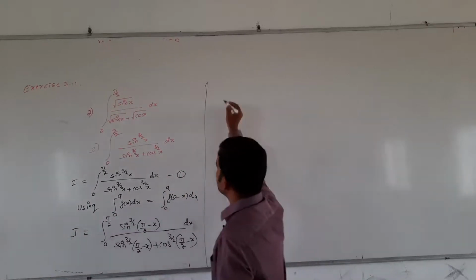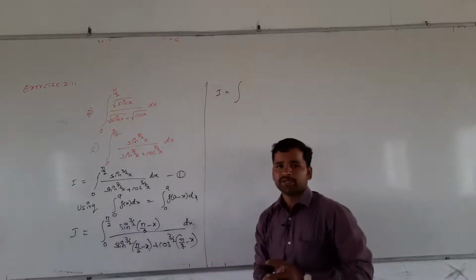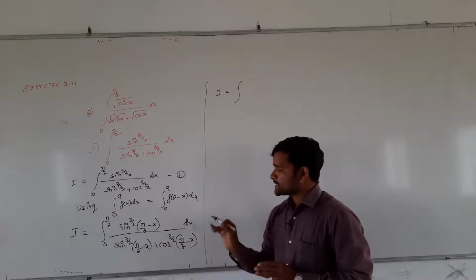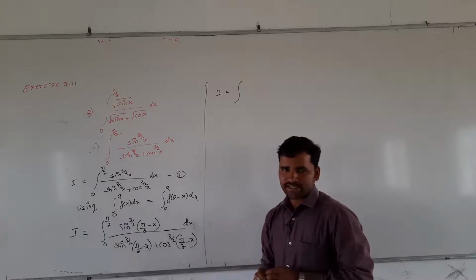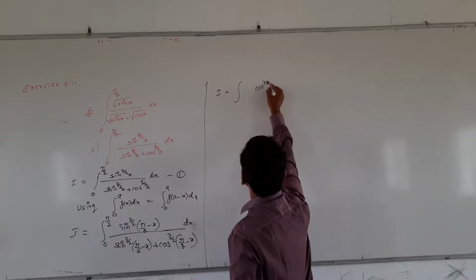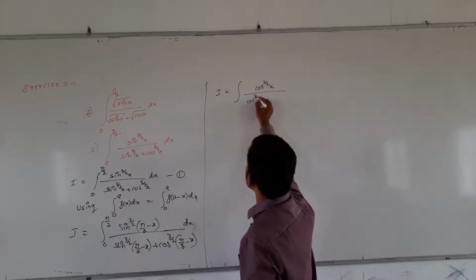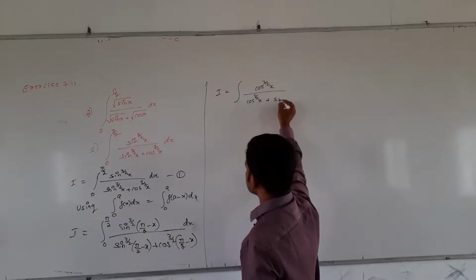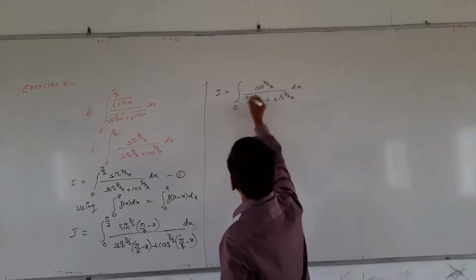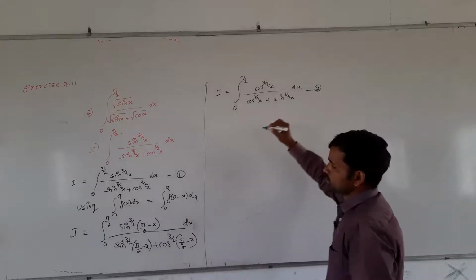We have I is equal to integration of sin raised to 3 by 2 of pi by 2 minus x. Power let it be whatever. Sin of pi by 2 minus x is cos x. So cos of the same power, whatever is there. This is cos raised to 3 by 2 x divided by the denominator also cos raised to 3 by 2 x plus sin raised to 3 by 2 x into dx, integrating from 0 to pi by 2. Take this as equation 2.